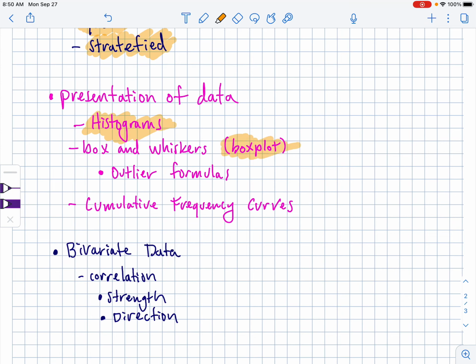We also learned how to do box and whisker plot. Those are also called box plots in some curriculums. Remember, that's basically just the 5-number summary. The min and max are the whiskers, and then the Q1, Q2, Q3. Q2 is another word for the median. Those are the box. Remember that anytime you're doing a box plot, you technically should check for outliers with the outlier formulas. Those being Q1 minus 1.5 times the interquartile range and Q3 plus 1.5 times the interquartile range.